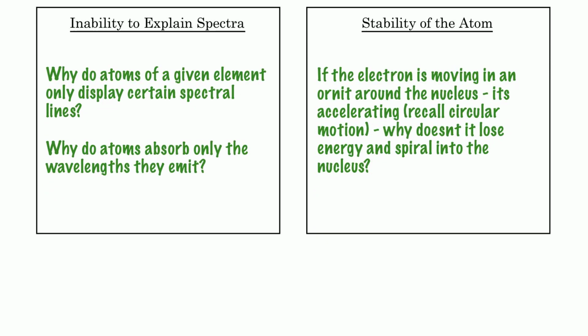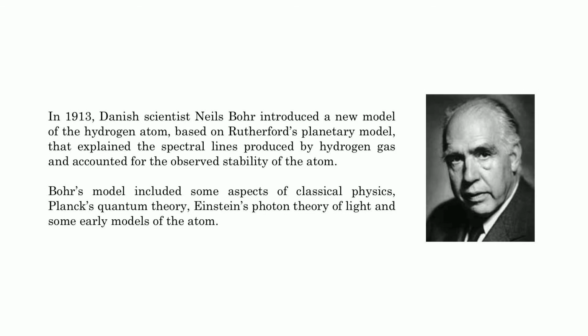So Niels Bohr, a Danish scientist, introduced this new model of the hydrogen atom. And in grade 12, we're going to restrict our discussion of the atom to the hydrogen atom. There are, of course, more models for all the elements, but we're going to restrict our discussion to the hydrogen atom. So based on Rutherford's planetary model, Niels Bohr was able to introduce one that did explain the spectral lines.